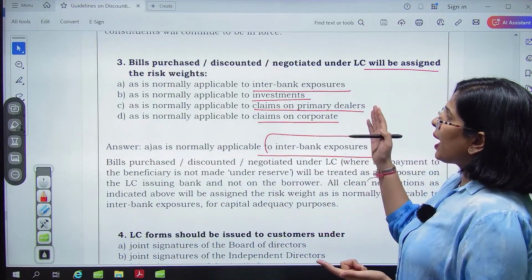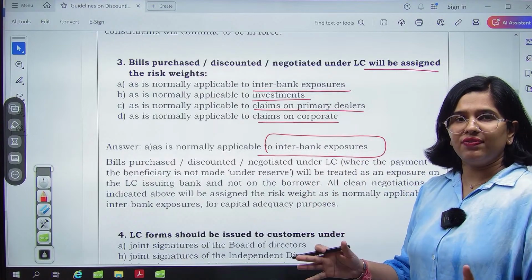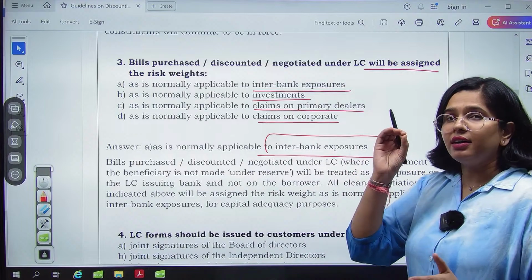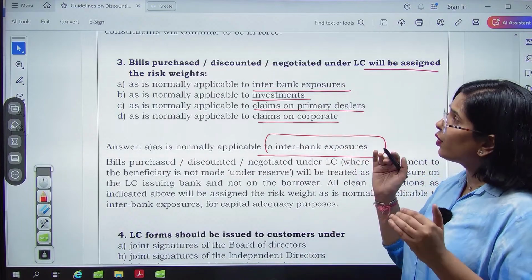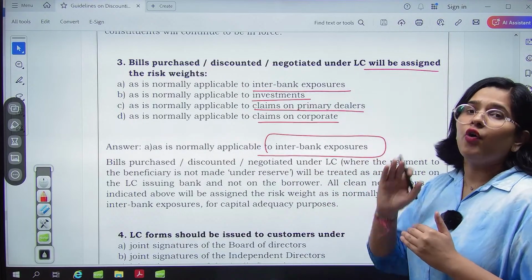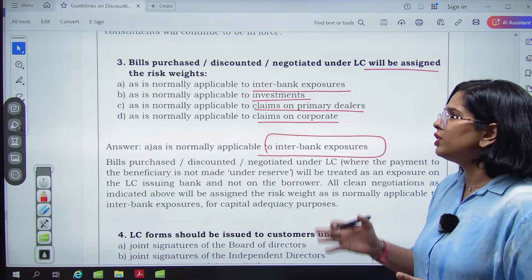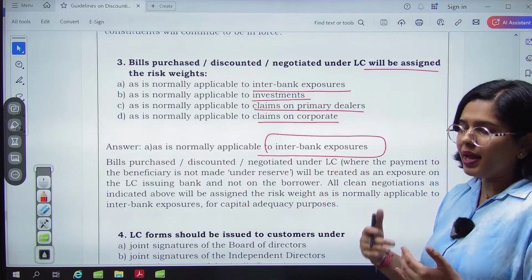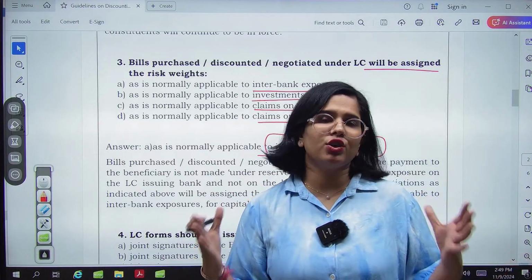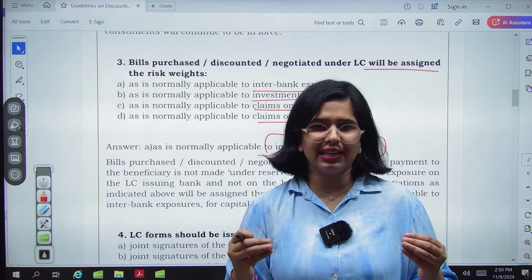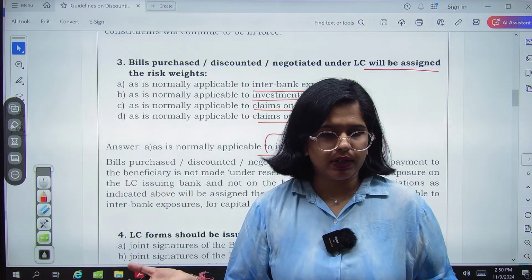Next thing is primary dealers and corporates, right? They have got varied diversification, and hence the risk weight that you will assign to corporates and primary dealers are going to be in distinction with the risk weights that you are going to assign to LC. Although this is part of regulation, but I'm just saying that if you have read 10 things, you can obviously guess the 11th thing easily. So this is why we are talking about it like this.